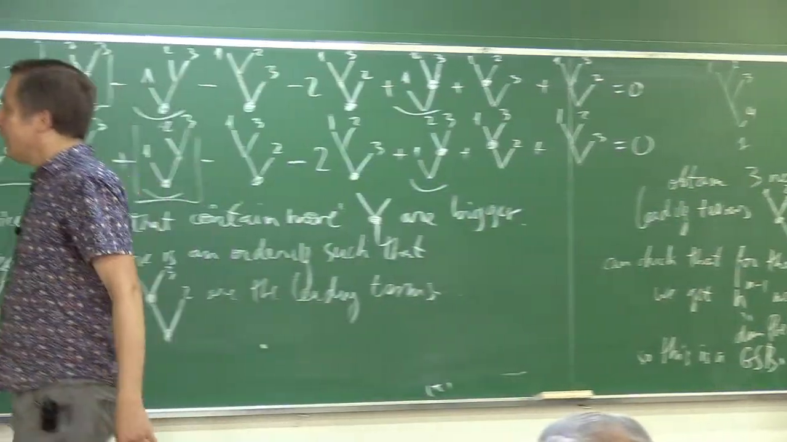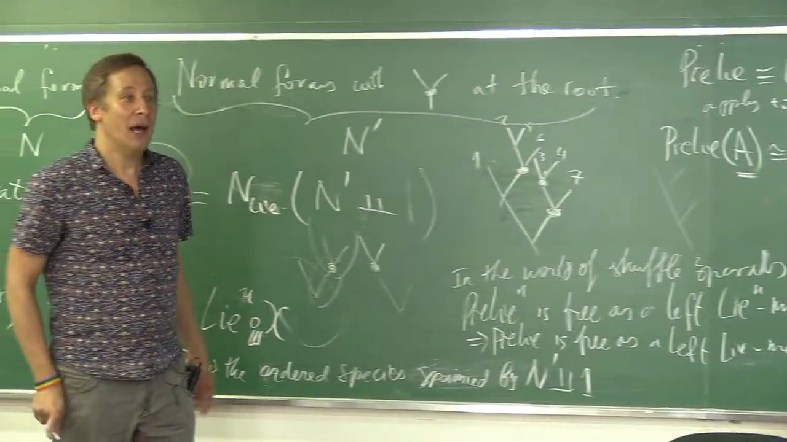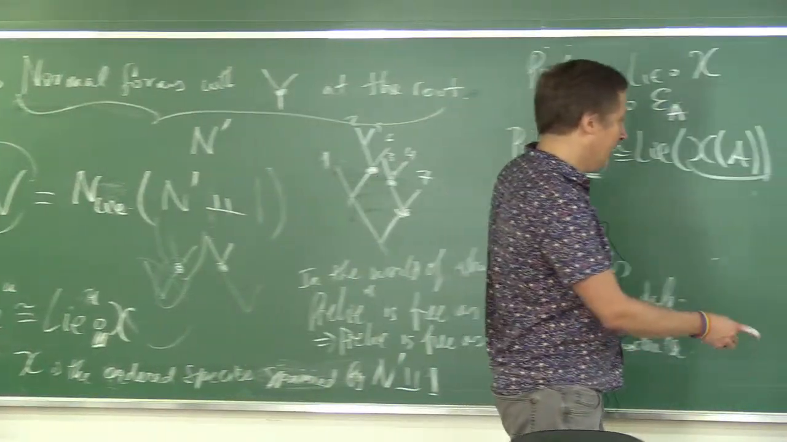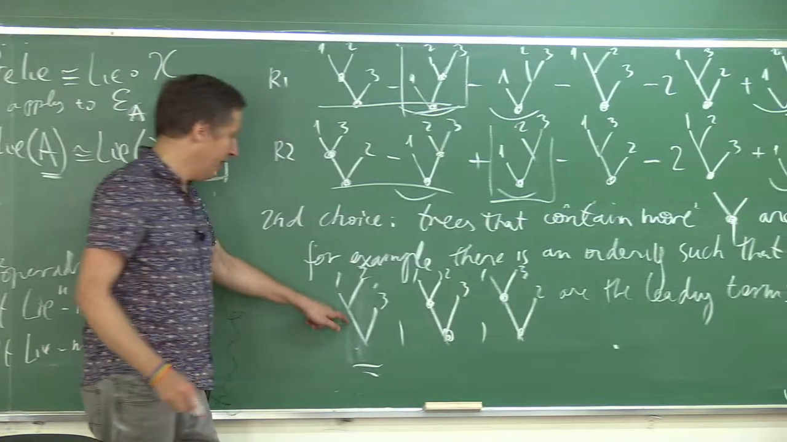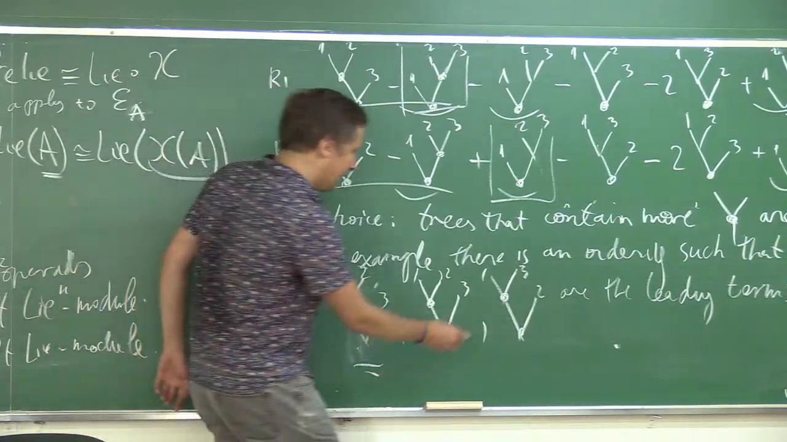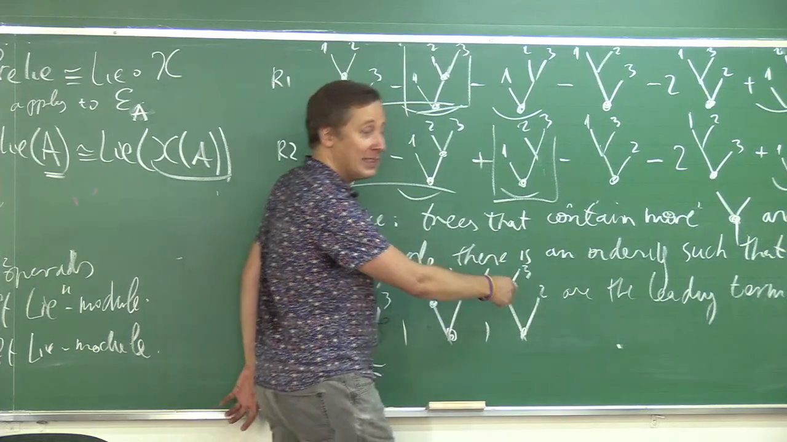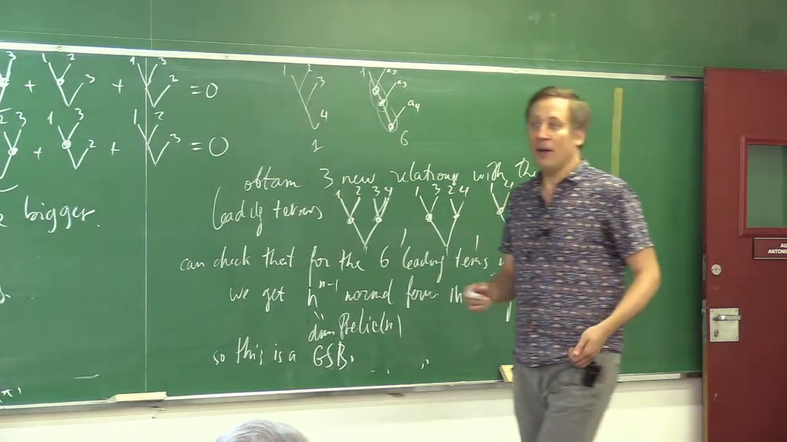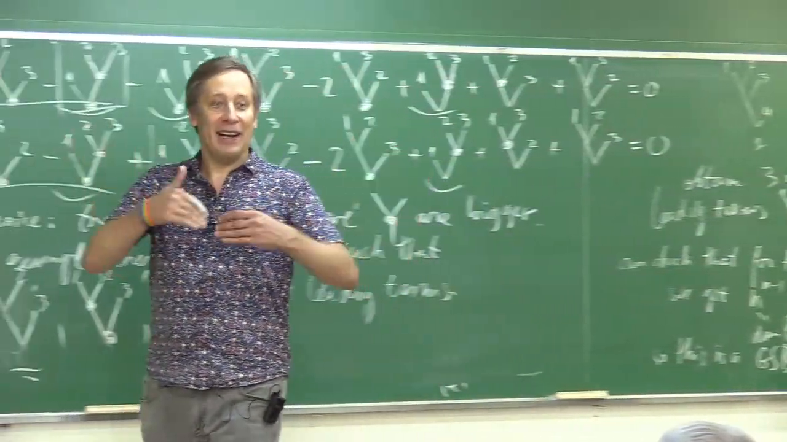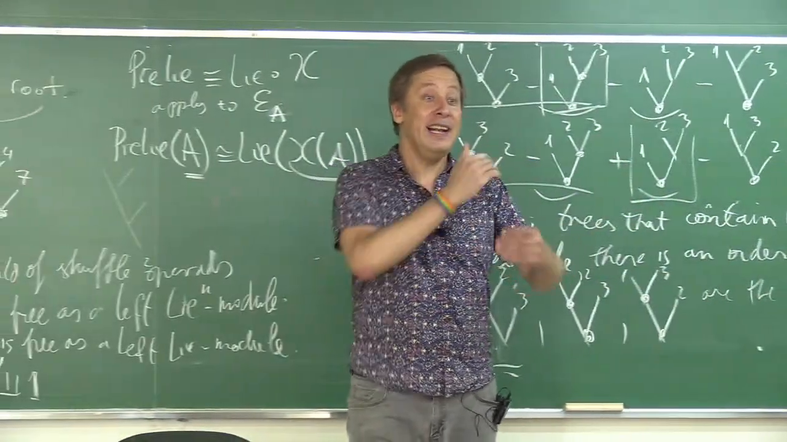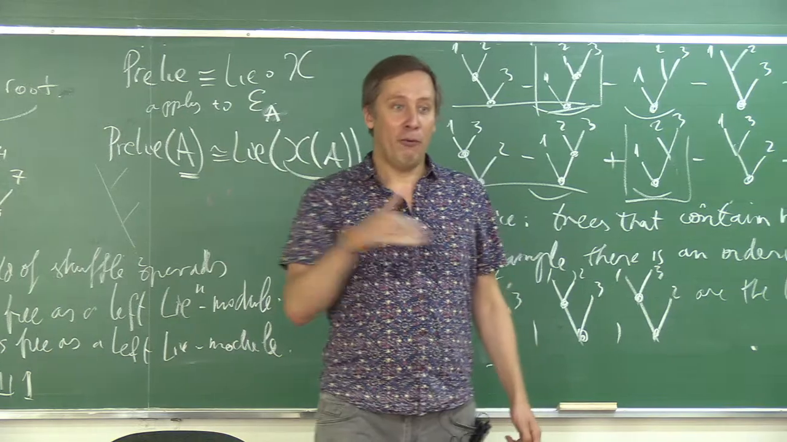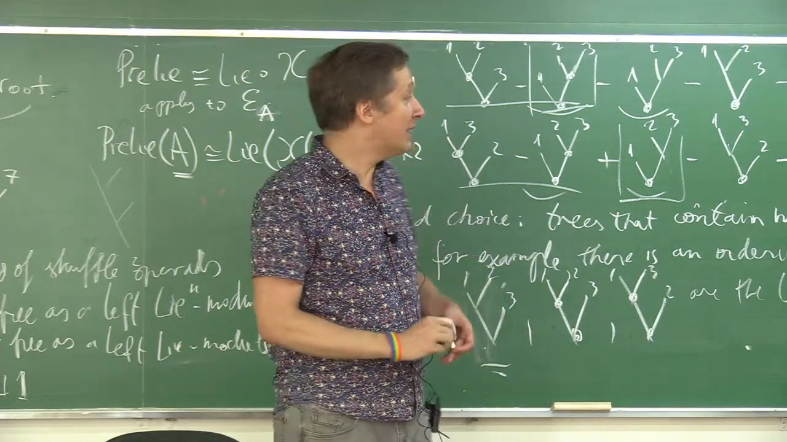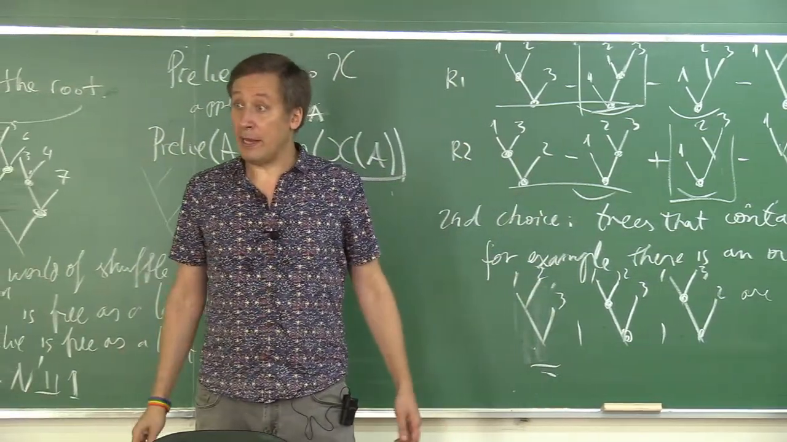Now we can play the same game as before, but for right modules. If we look at these trees, there is the leading term of the Jacobi identity. This doesn't contain any Lie brackets, and here we only have Lie brackets at the root. So every normal form is uniquely obtained as a substitution of Lie monomials into normal forms where the top level vertices are not Lie brackets. So these leading terms prove the freeness as a right module.